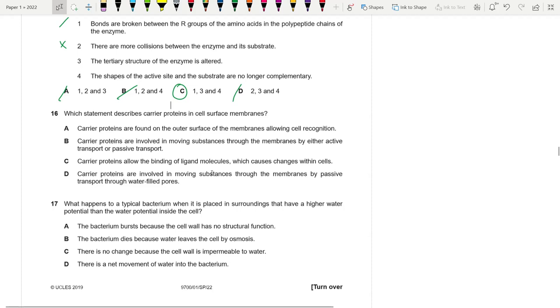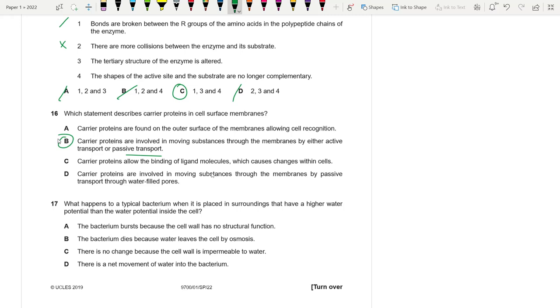16. Which statement describes carrier proteins in a cell surface membrane? They are found on the outer surface of the membranes, allowing cell recognition. That's not the function of a carrier protein. That's the function of a receptor protein. Carrier proteins are involved in moving substances through the membranes by either active transport or facilitated diffusion, passive transport. B is true, 100% true.